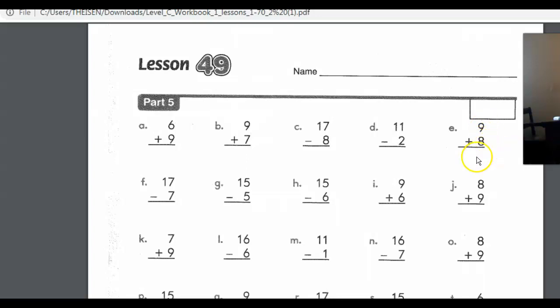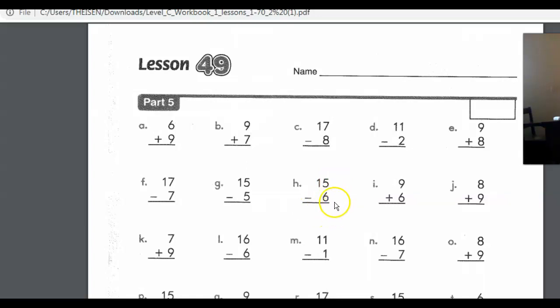1 less is 17. Going down to the next row here. 17 minus 7. Let's see, if you take away the 7, what's left is 10. 15 minus 5. If you take away the 5, what's left is 10. What about this one? 15 minus 6.